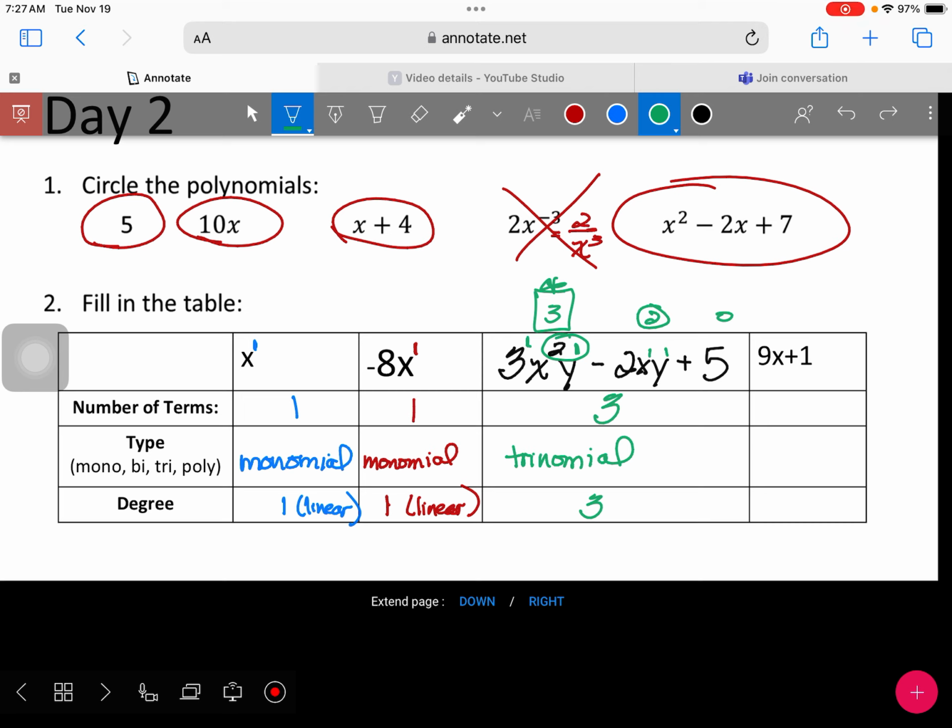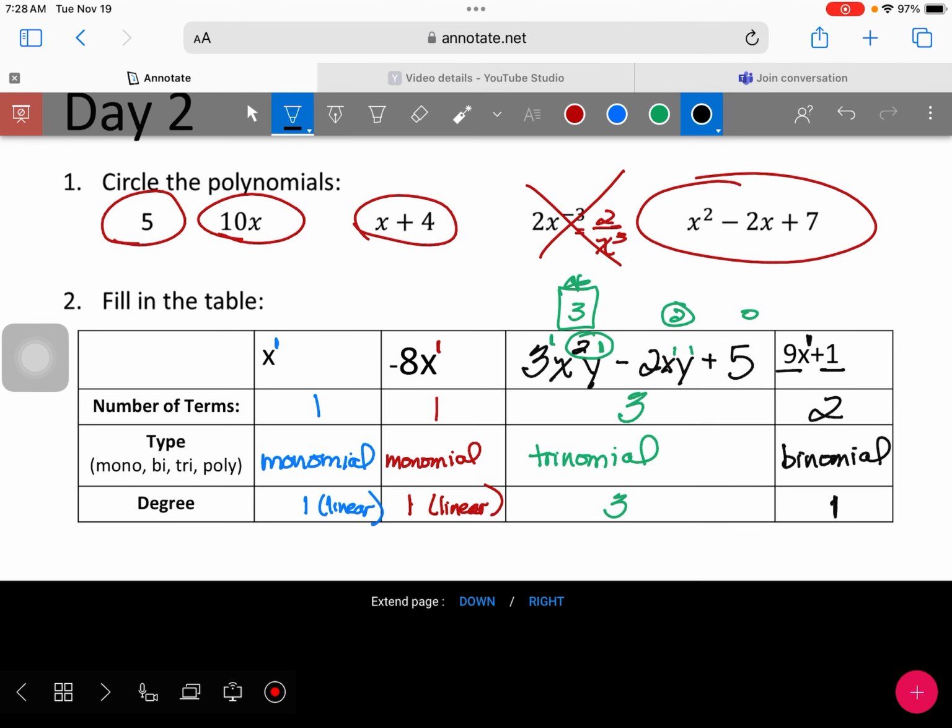The last one, how many terms do I have for 9x plus 1? Tristan, how many terms? 2, yes. Remember, they're separated by the plus sign. So we call that a binomial, bi meaning 2. And what is the degree of this binomial? 9. No. You've got to look at the exponents. 1. Okay?